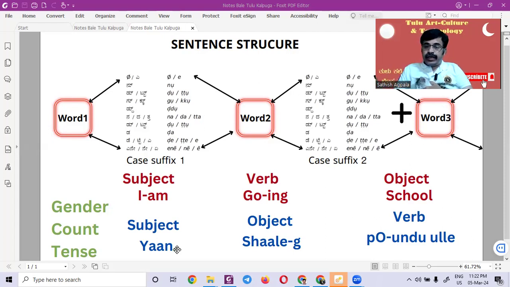Yanu povundulle, this is the continuous form. Yanu pote, simple past. Yanu povunduitte, past continuous. Yanu pope, I will go, I will be going. Yanu povundippe. So based on the tense also, the verb at the end will change.